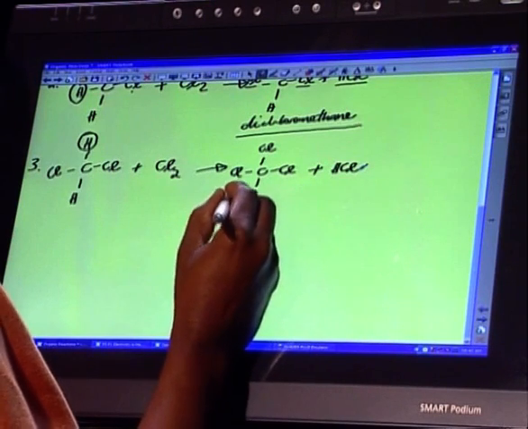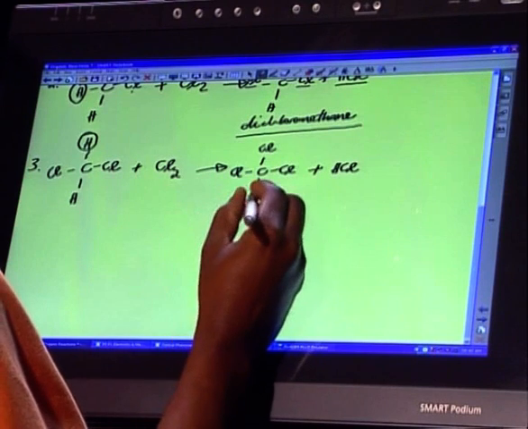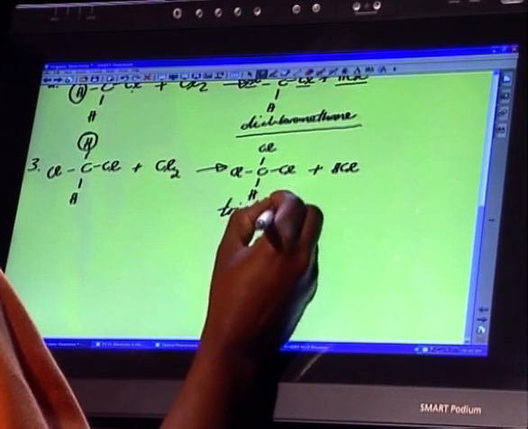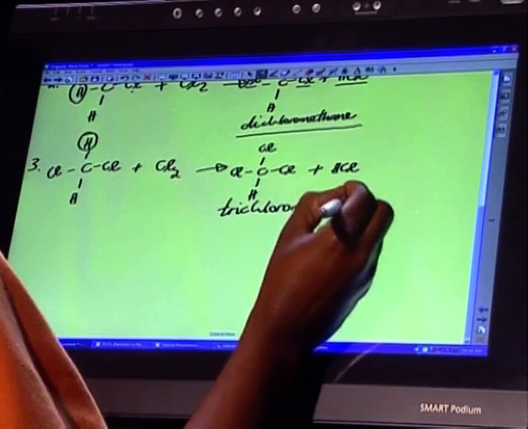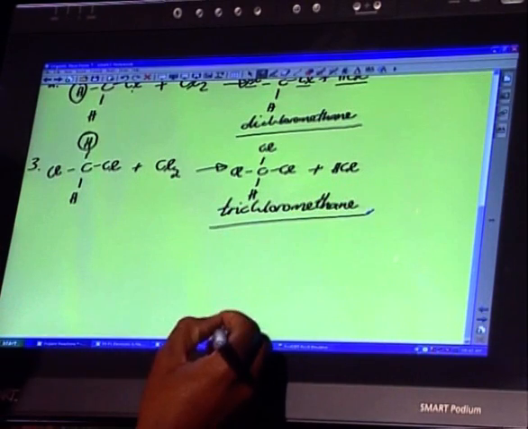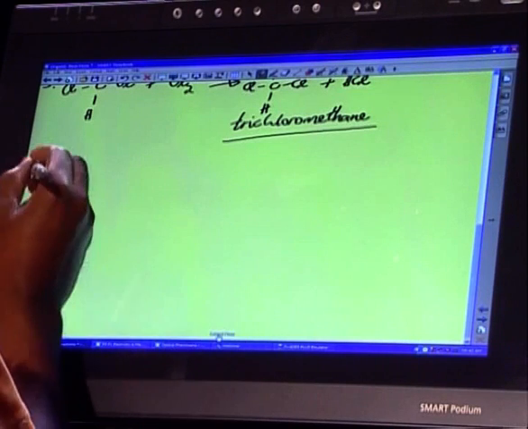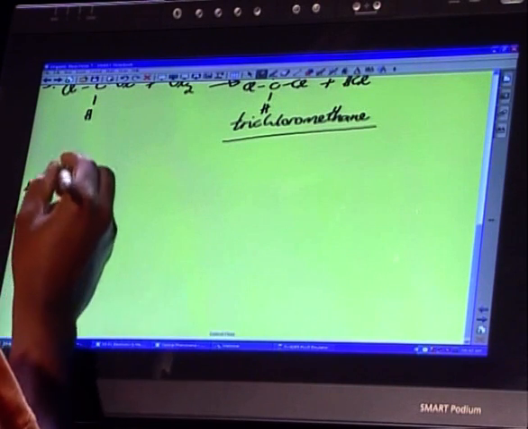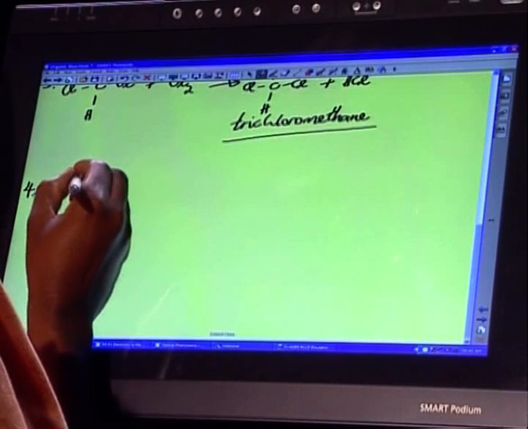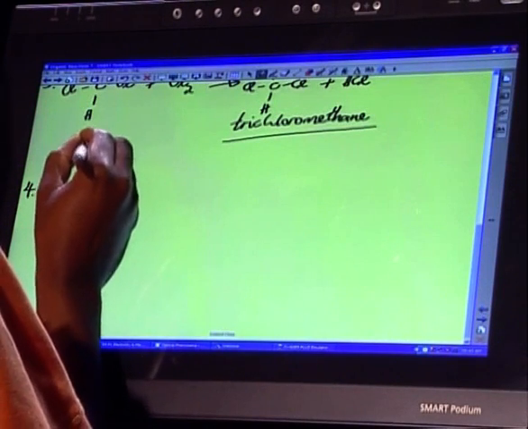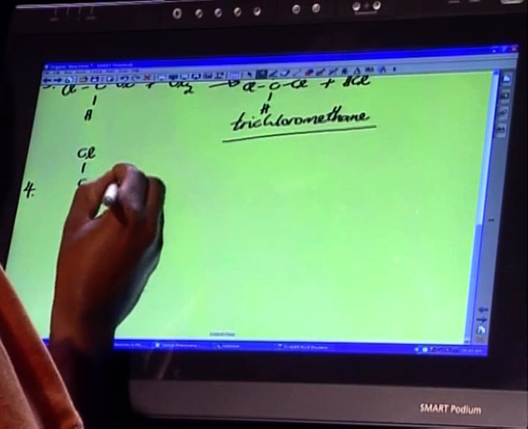And this is your tri. Now, tri for 3. Trichloromethane. Okay, so that's how trichloromethane is formed. Going down to tetrachloromethane, that means you've got a methane with 4 chlorine atoms on it. Now, how does that happen? We're going to start from trichloromethane. So here is our trichloromethane. Trichloromethane.